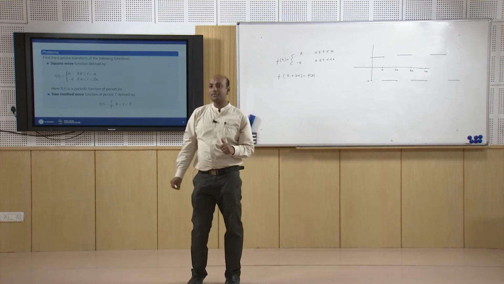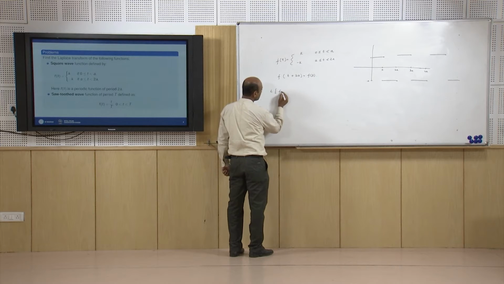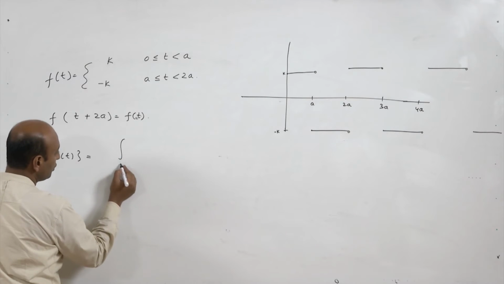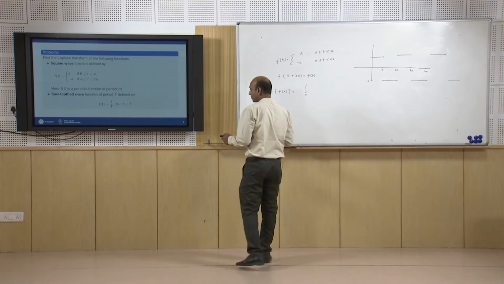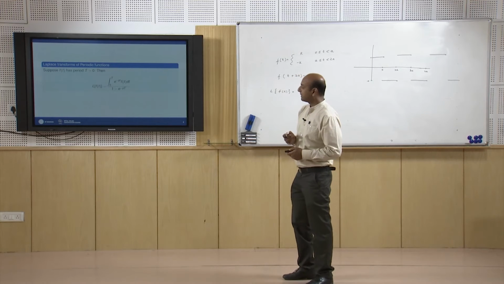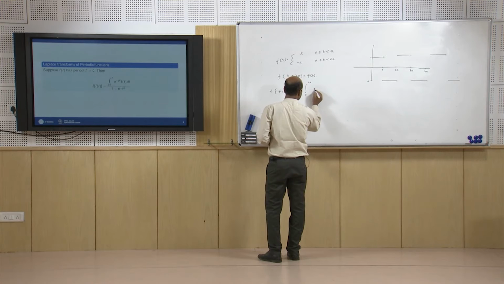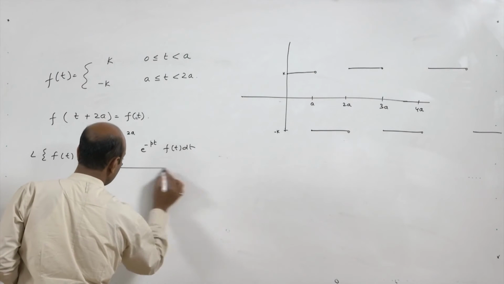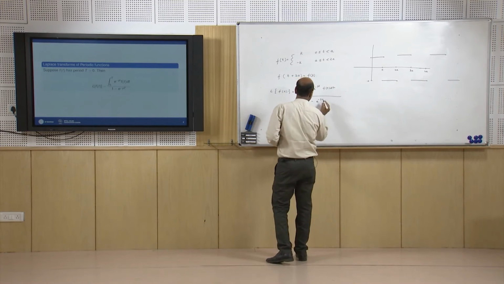Now, how to find the Laplace of this function? Finding the Laplace of this function is easy. You can simply find the Laplace of this f(t) by using that expression, which is the integral from 0 to T, where capital T is the period of the function, as we have seen. The period of this function is 2a. So it is the integral from 0 to 2a of e^(-pt) f(t) dt upon 1 minus e^(-pT), where capital T is the period, which is 2a.